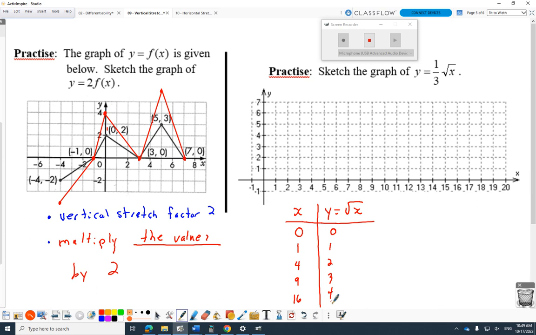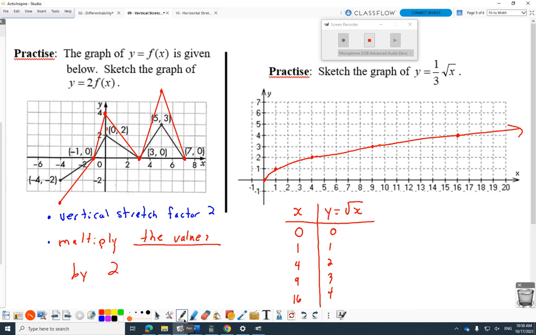So this is me doing it 2 ways at once. I could just graph those. 0, 0, 1, 1, 4, 2, 9, 3, and 16, 4. There's my base graph, often called the base function. That is, which function are we talking about here? We're talking about the square root function. There it is. Mine's got a little dot there. I see that. There it got. Okay, so here's me doing it 2 ways at once.